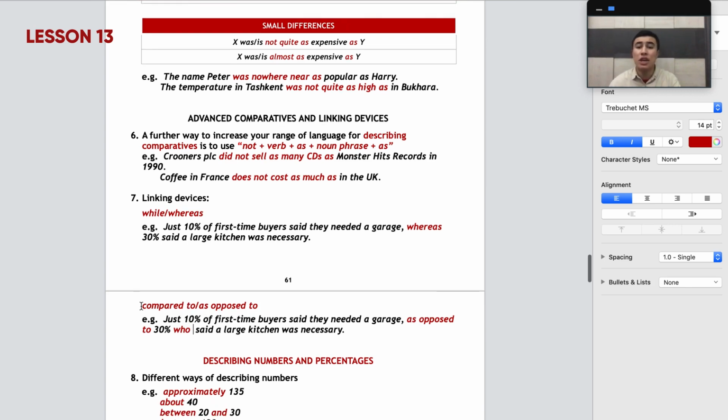And of course you can use compared to or as opposed to. Okay, just 10% of first-time buyers said they needed a garage, as opposed to 30% who said a large kitchen was necessary. And of course, when you're using compared to or as opposed to, you should remember that these linking devices are used with a relative clause. So you can see it here.